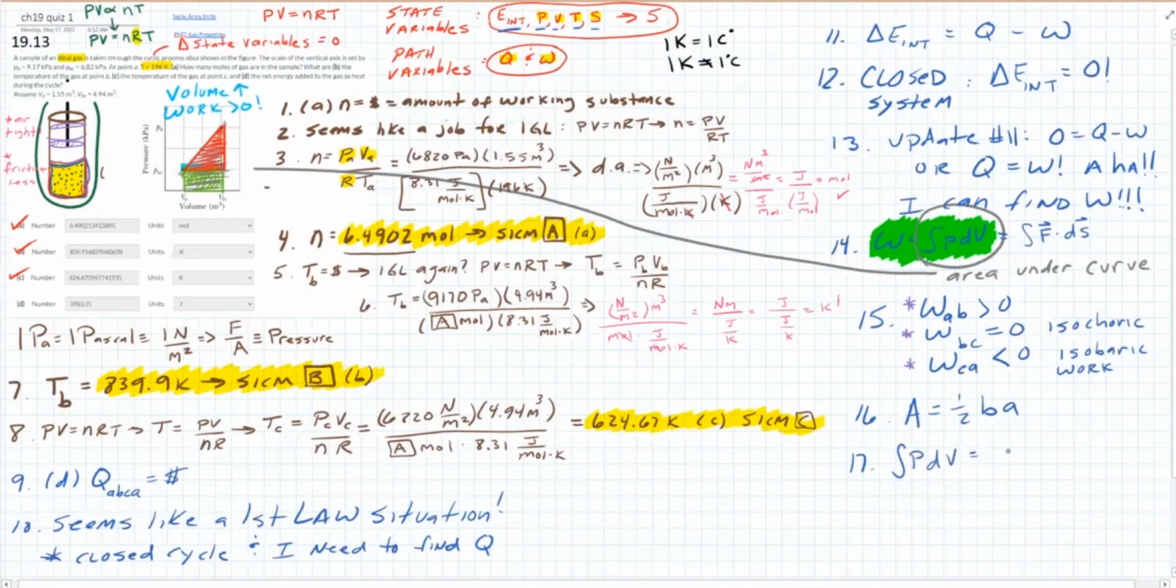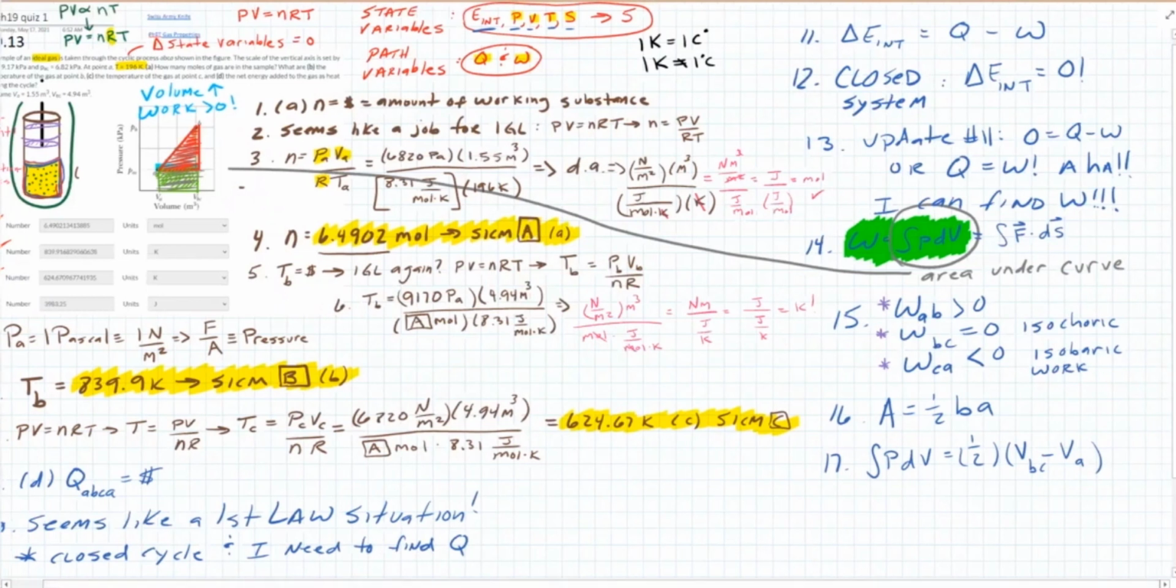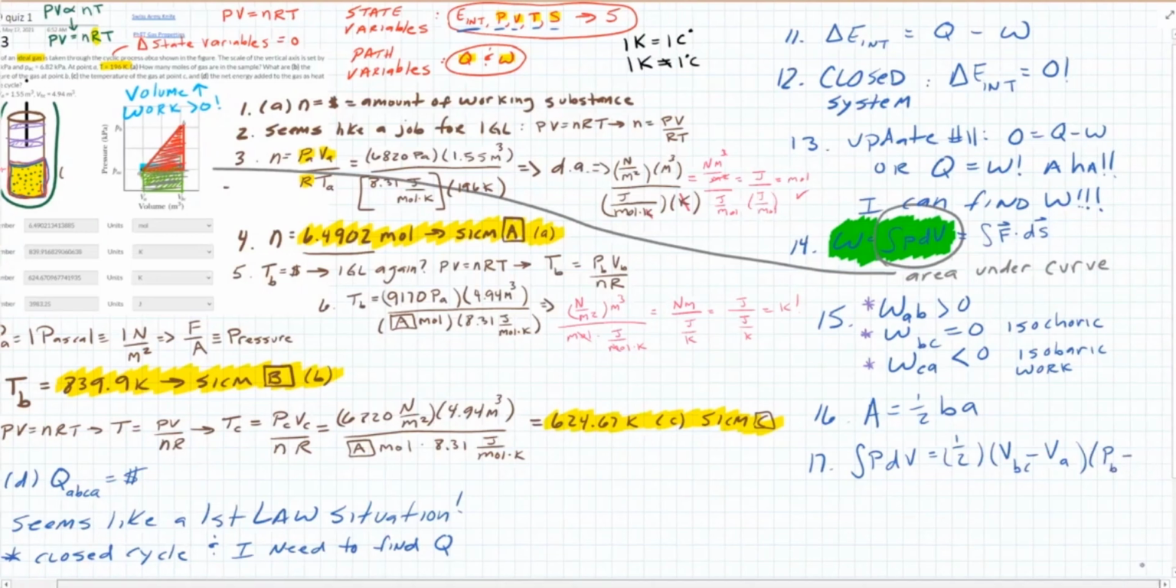is equal to 1/2 times the base. What is the base of this triangle? The base of this triangle is whatever VBC minus VA is. What's the height of the triangle? The height of the triangle is PB minus PAC. All right. So again, let me just stress this. I'm after this red triangle. I'm trying to figure out the area under that red triangle for all the aforementioned reasons.